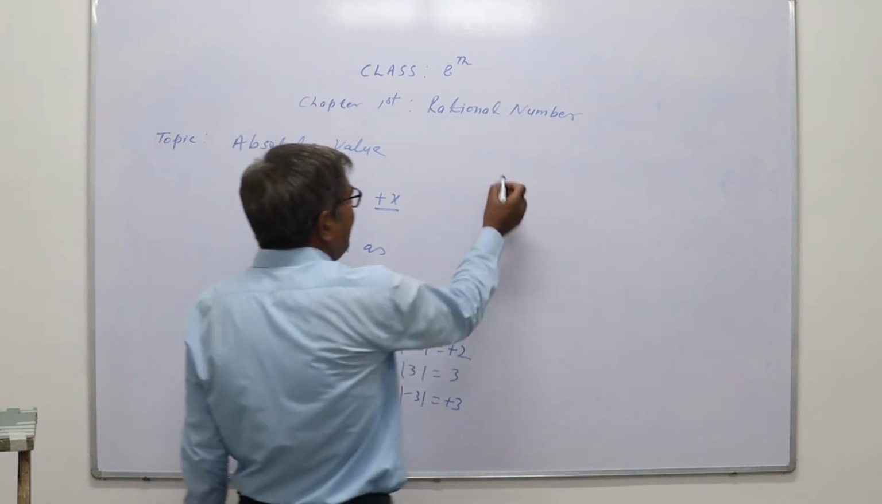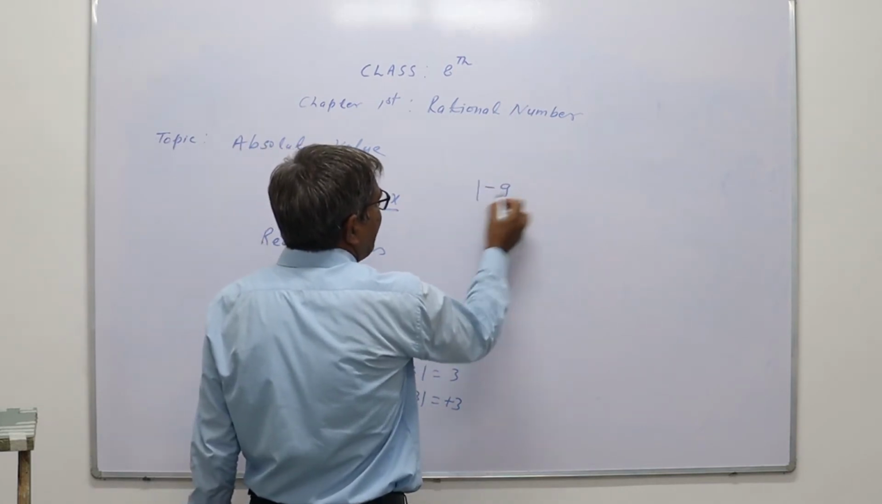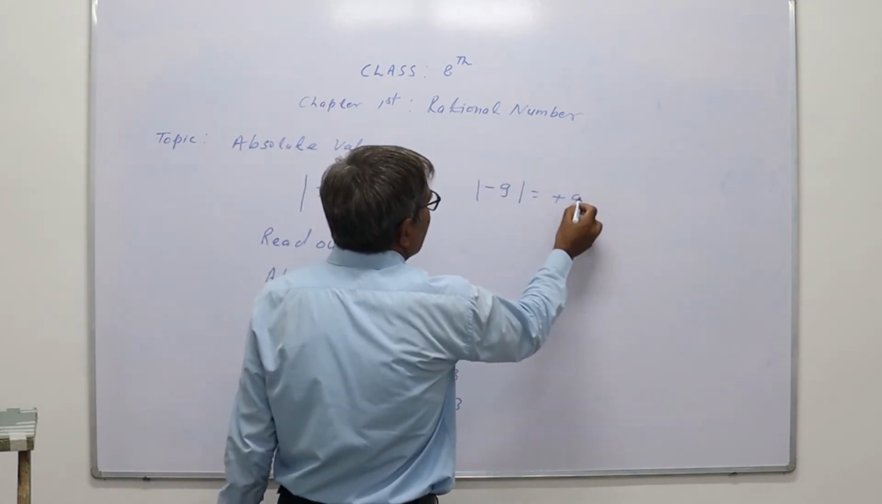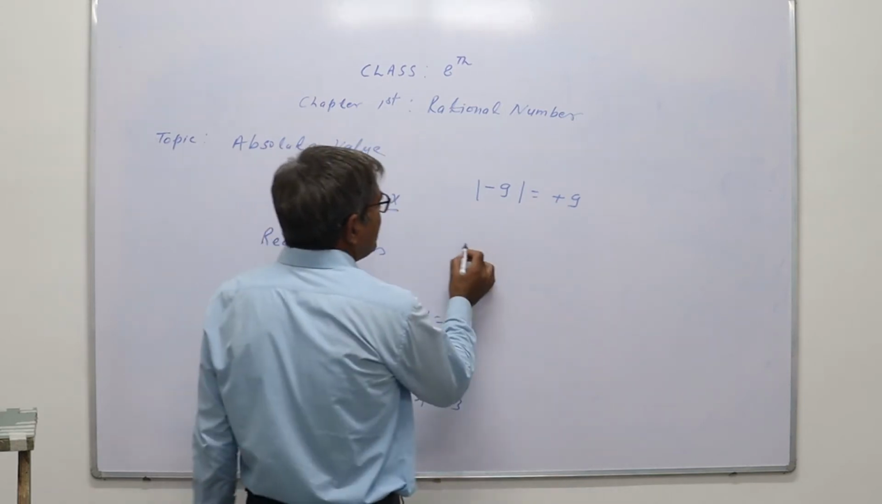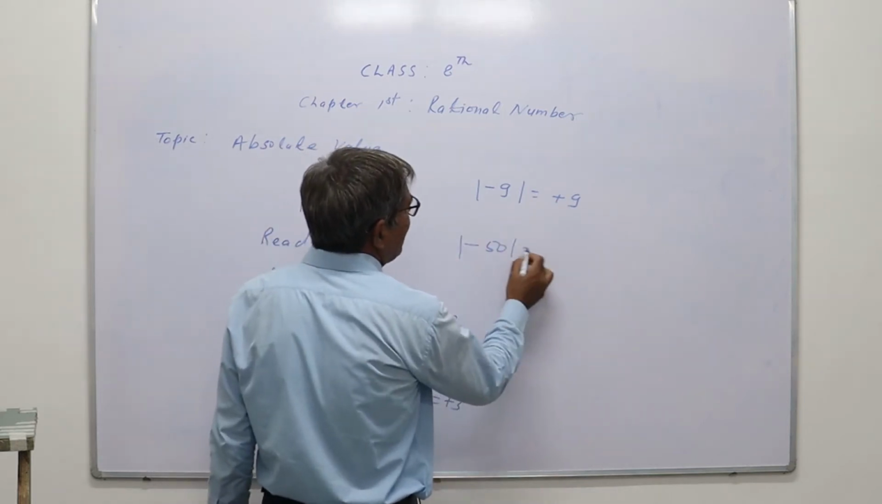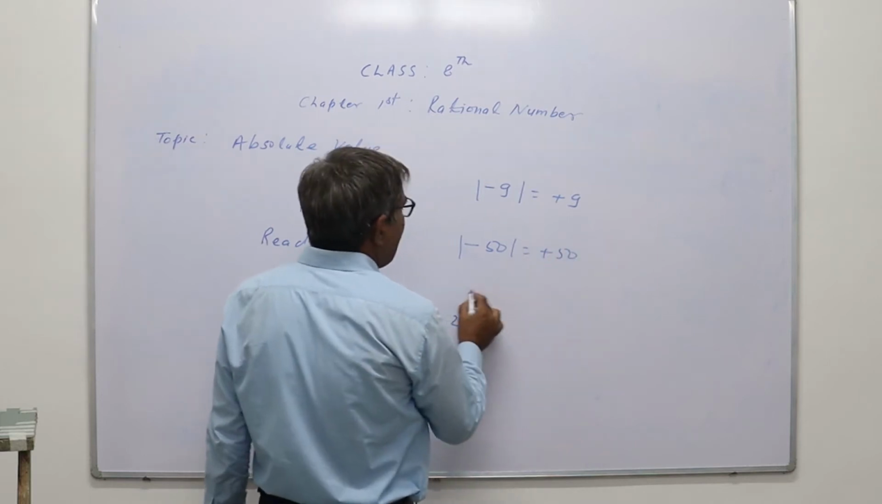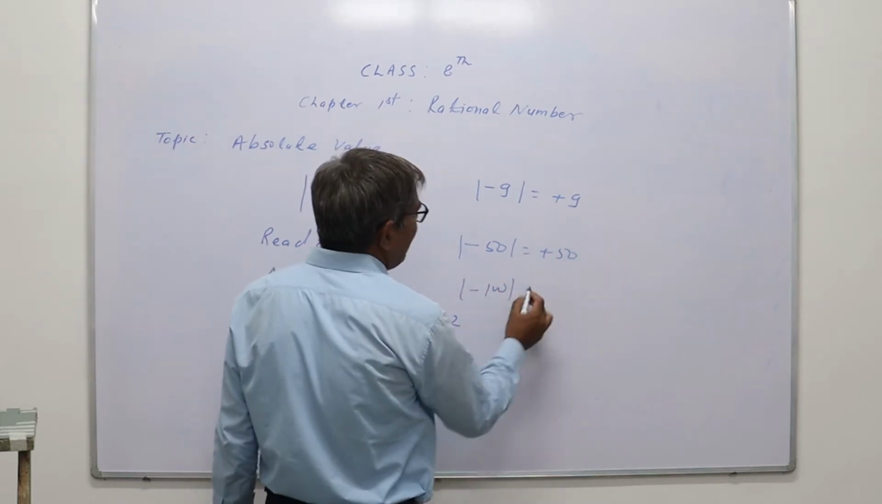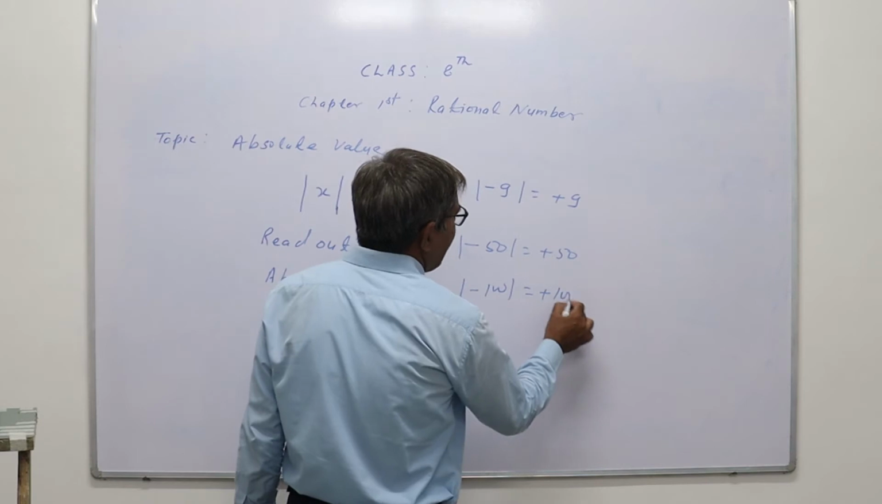Similarly, some more examples. Let us suppose absolute of 9, if you have to write it, then it will be equal to plus 9. Absolute of minus 50 will be equal to plus 50. Absolute of minus 100 will be equal to plus 100.